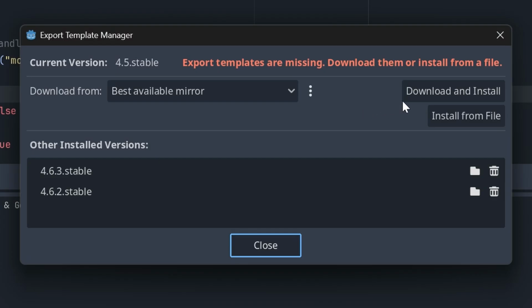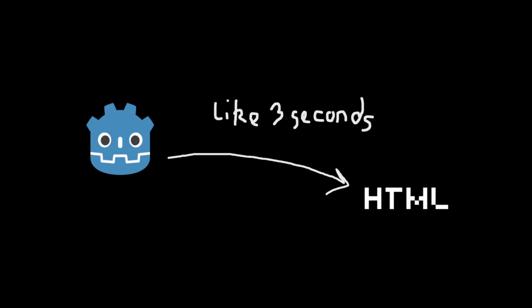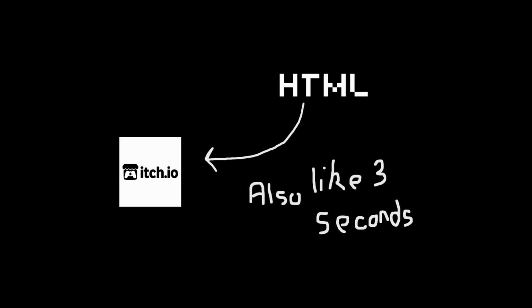You just had to download these export templates, which took around 20 minutes, but the actual export of the project was done in seconds, and the upload to itch.io was all okay. And that was it. I slept after that.